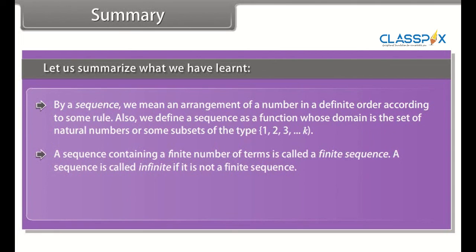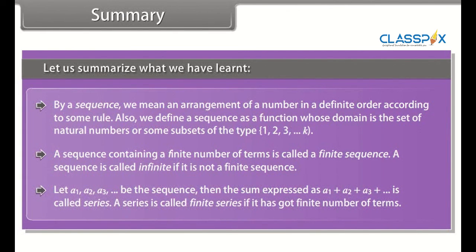A sequence containing a finite number of terms is called a finite sequence. A sequence is called infinite if it is not a finite sequence. Let A1, A2, A3 and so on be the sequence, then the sum expressed as A1 plus A2 plus A3 and so on is called a series. A series is called finite series if it has got finite number of terms.